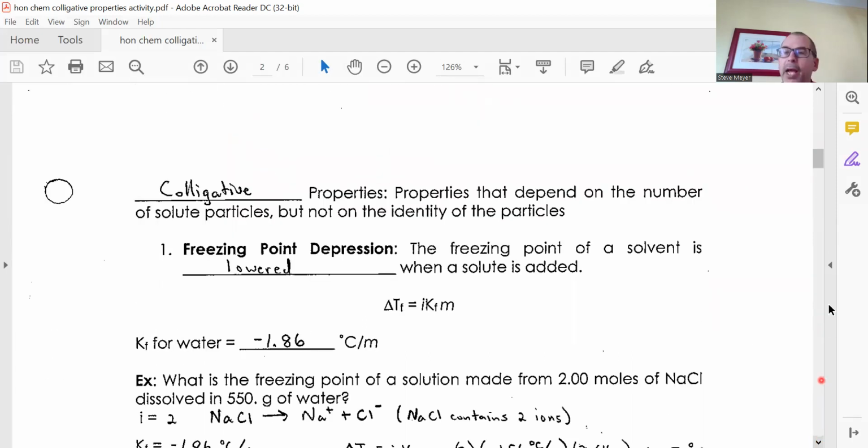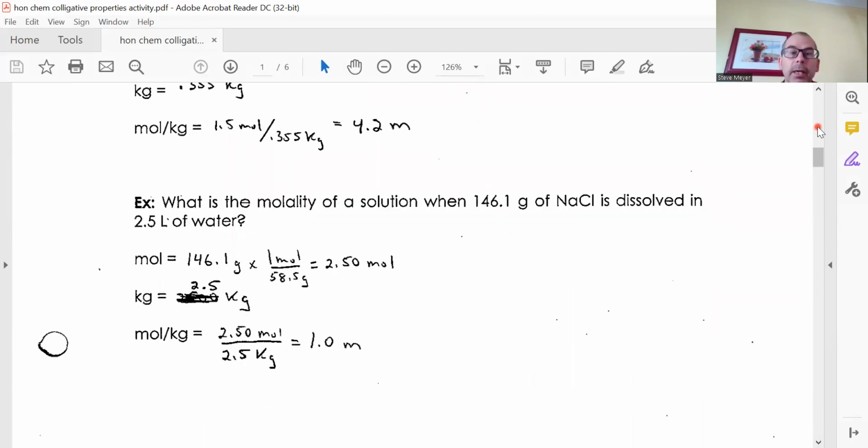Okay, what if I'm asked for the molality in 146 grams of NaCl in 2.5 liters of water? Well, if we got grams, we can convert to moles. And if we have liters, we can convert to kilograms. And if 1 gram is 1 milliliter, then 1 liter will be 1 kilogram. So 2.5 liters is the same as 2.5 kilograms. With that, we can just take our moles over the kilograms and figure out the molality, and I'll use a small m for that.